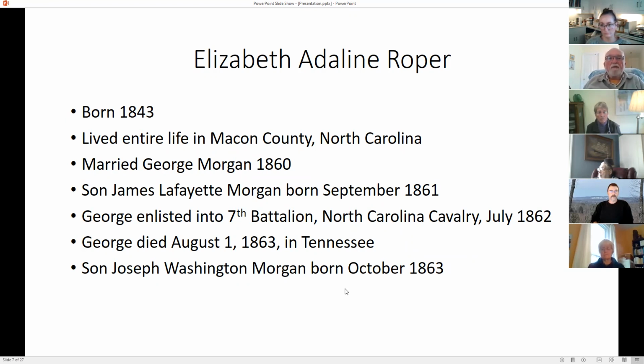You will parenthetically find family trees online that identify George as the father of Jane Morgan, even though he had died 7 years previously, so that's very unlikely. He also had a son, Joseph, who was born October 1863. So that is a posthumous child born 2 months after his father had already passed away. So what we have here is a widow with a 2-year-old and a newborn, and she is about 20 years old.